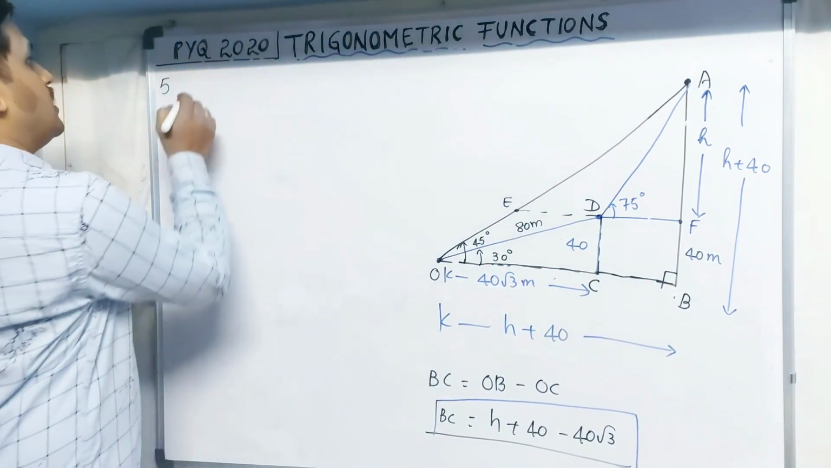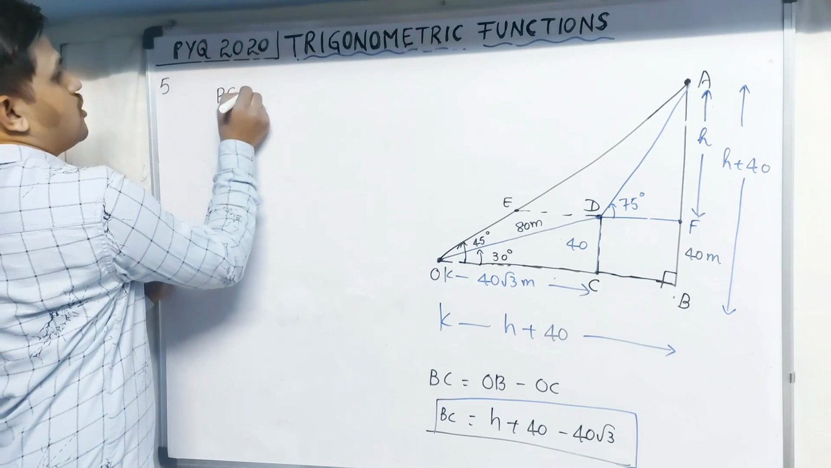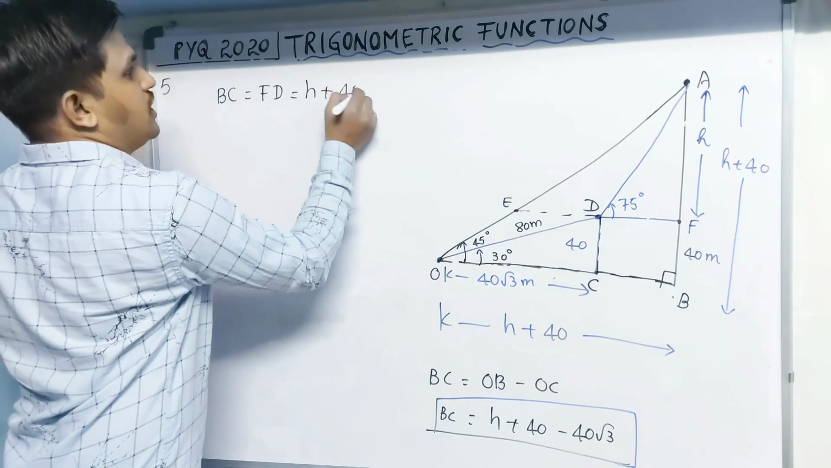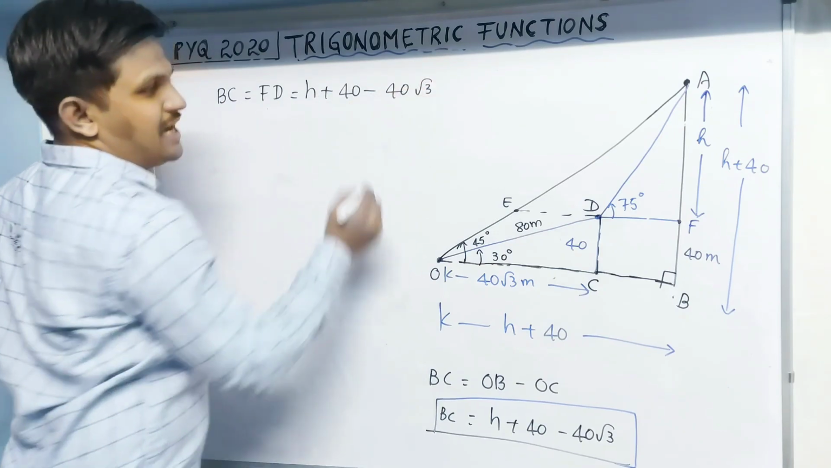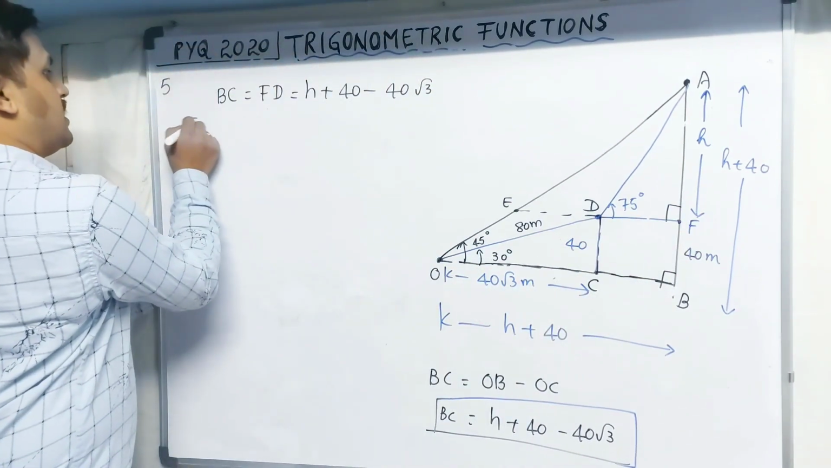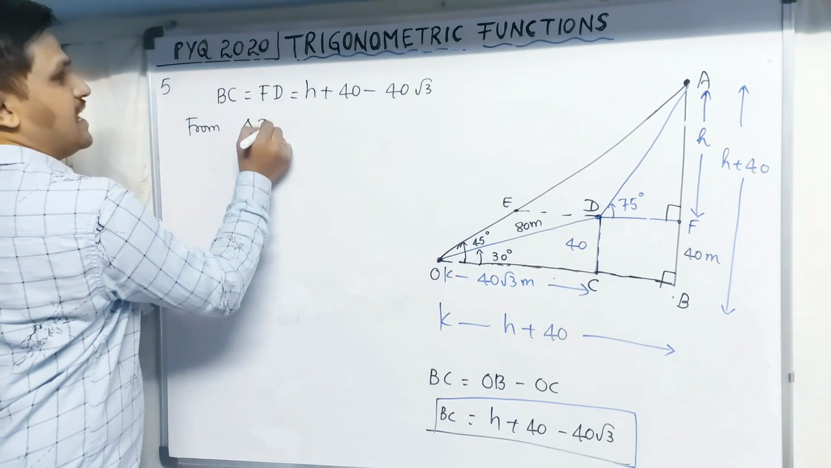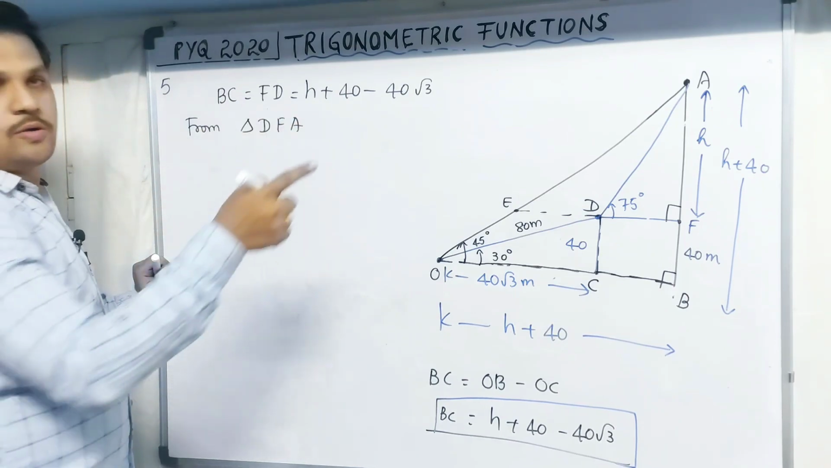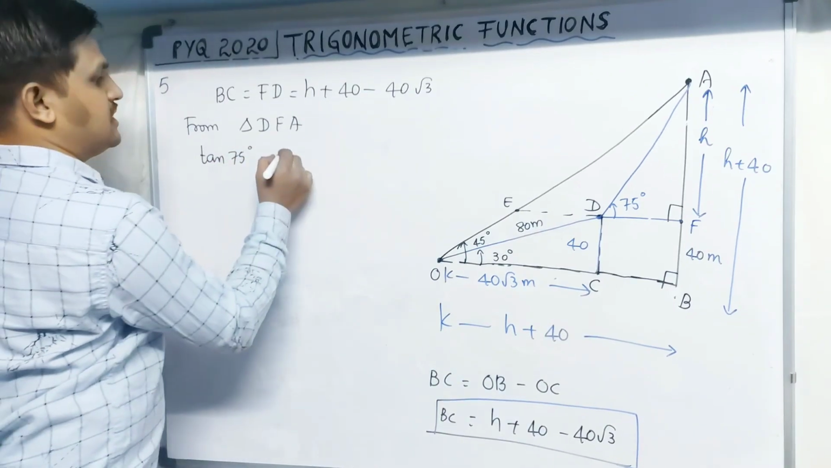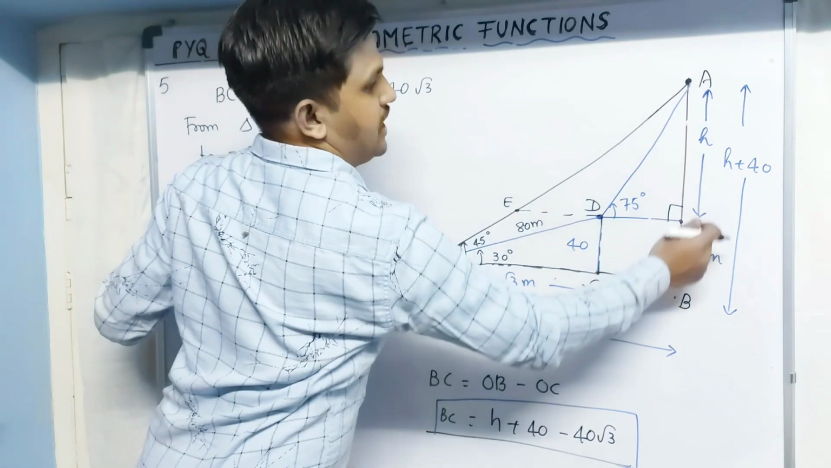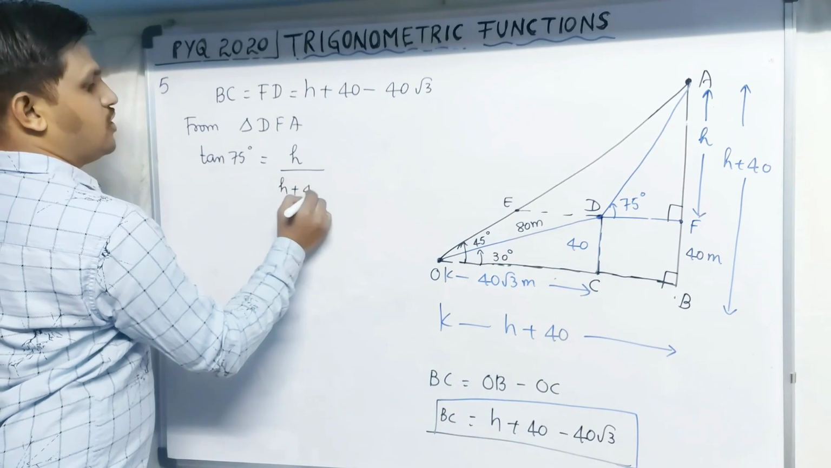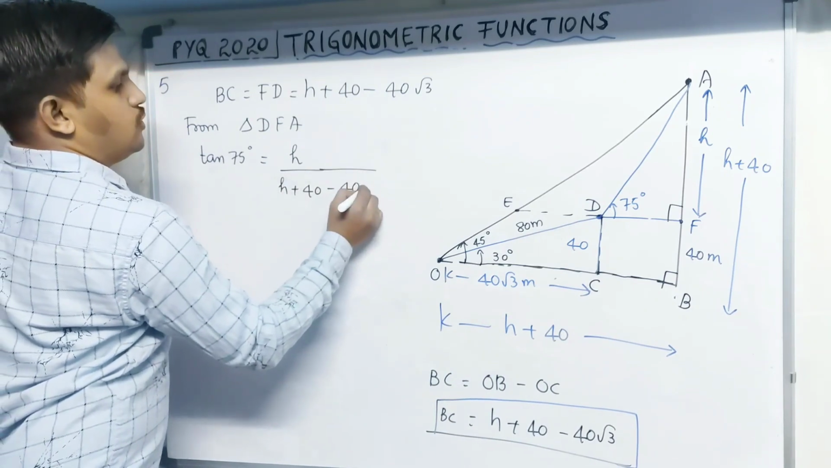the length FD. So therefore I will write here, BC is equal to FD, that is nothing but h plus 40 minus 40 root 3. So now I can apply this triangle. Look at this triangle, right angle triangle. So from the triangle DFA, observe. So tan 75 degree. What is tan 75 degree? This is nothing but h divided by, so AF divided by FD. What is FD? FD is h plus 40 minus 40 root 3.